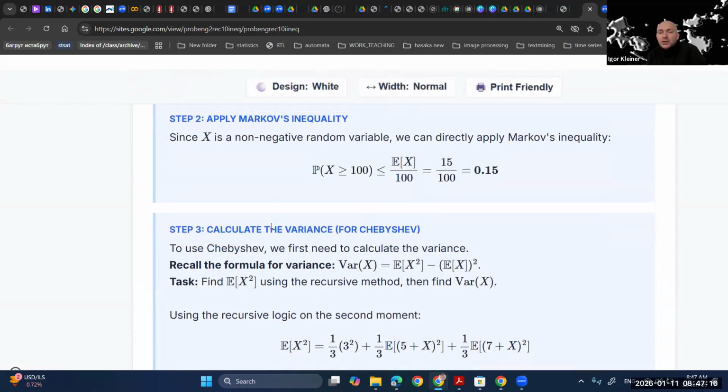We want to use the Chebyshev inequality to bound the probability that X is greater or equal to 100. We want to use the Chebyshev inequality to bound this probability.